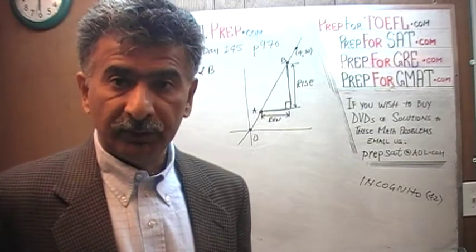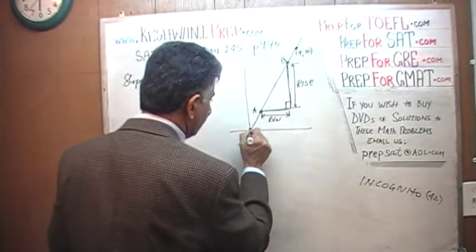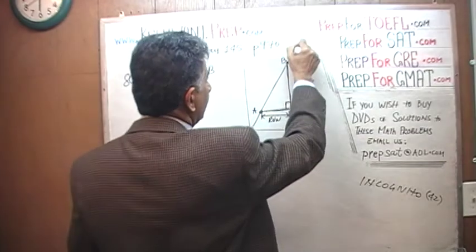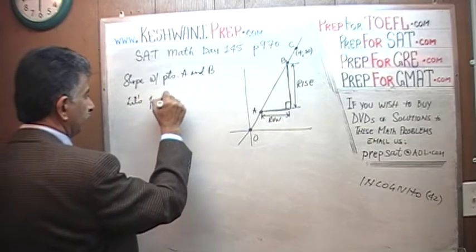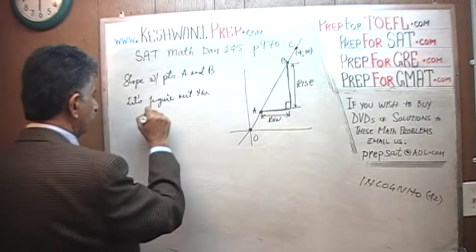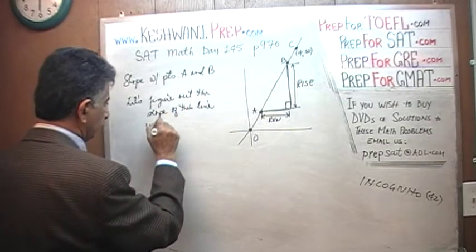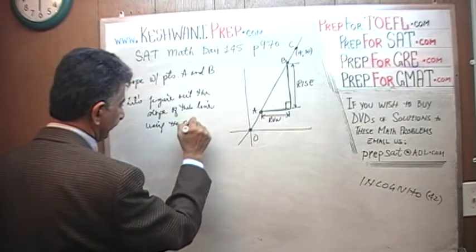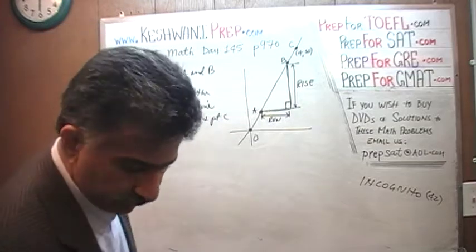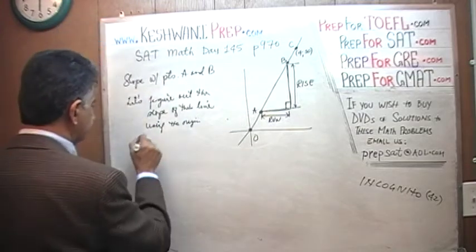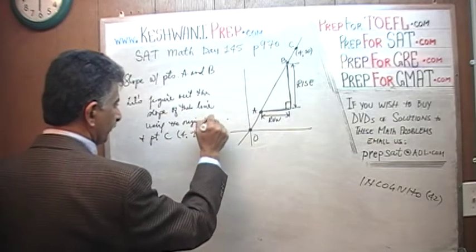And the way we're going to figure out this ratio of the vertical distance to the horizontal distance is by using point O here, and let's give this point a name. Let's call it C. So let's figure out the slope of this line using the origin and point C, which of course is 4 and 10, and the origin of course is 0, 0.